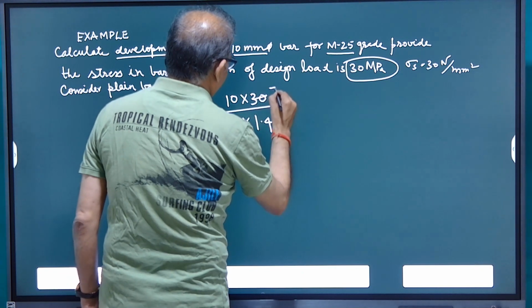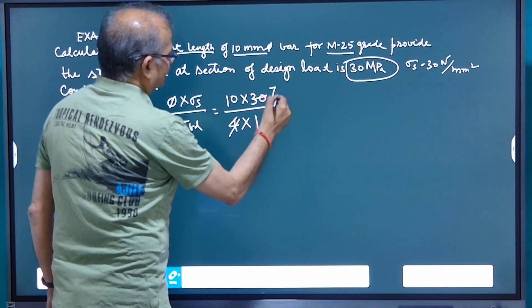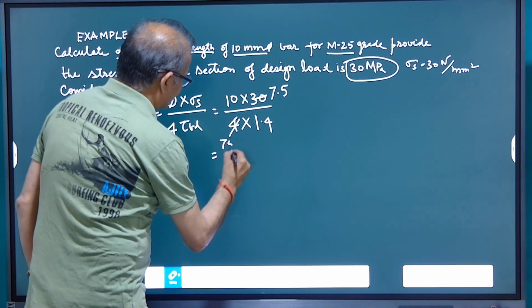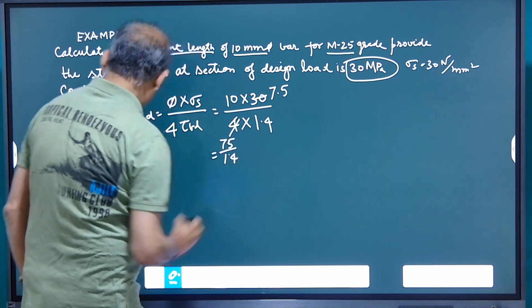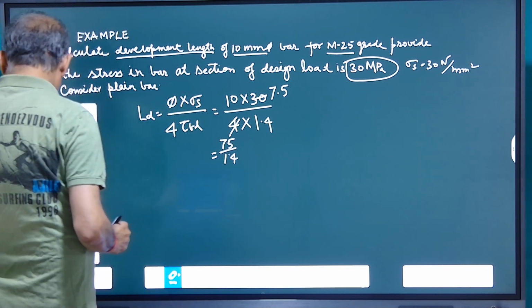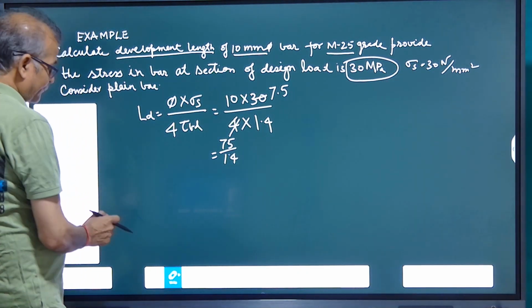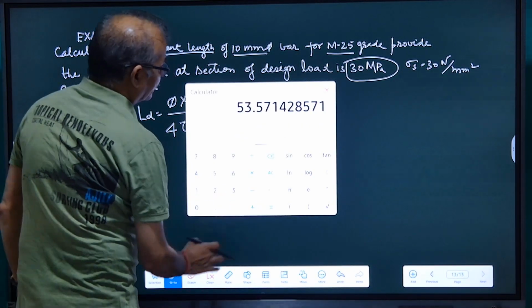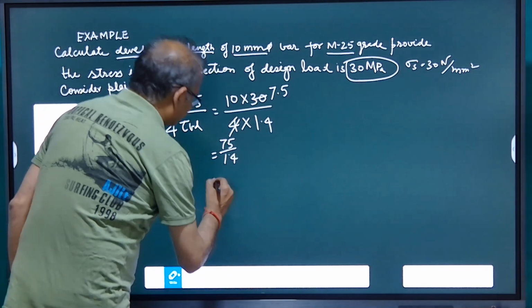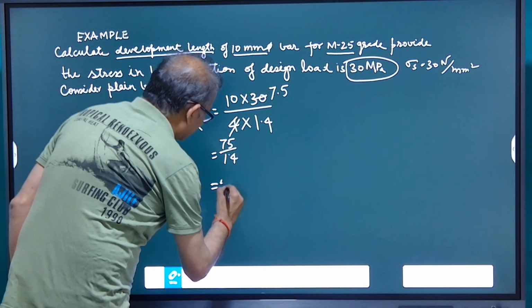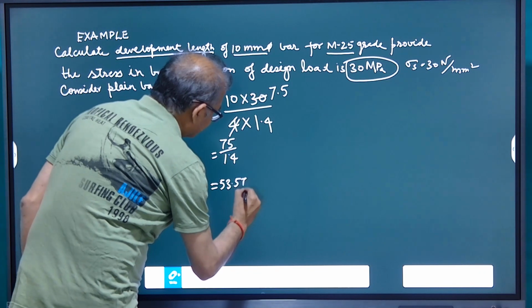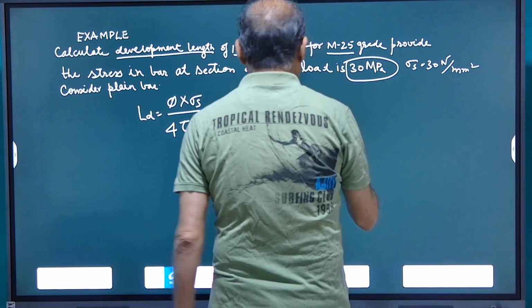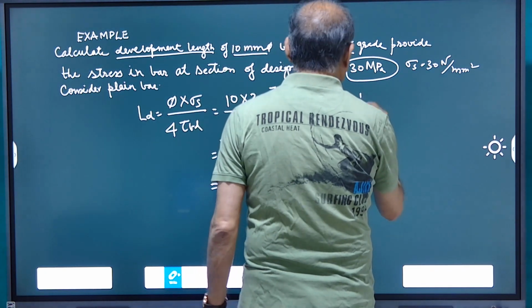So 10 into 30, divided by 4 into 1.4, which is 300 divided by 5.6, equal to 53.57. The development length required is 53.57 mm.